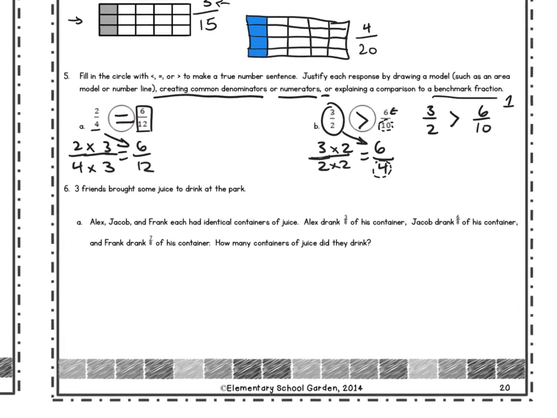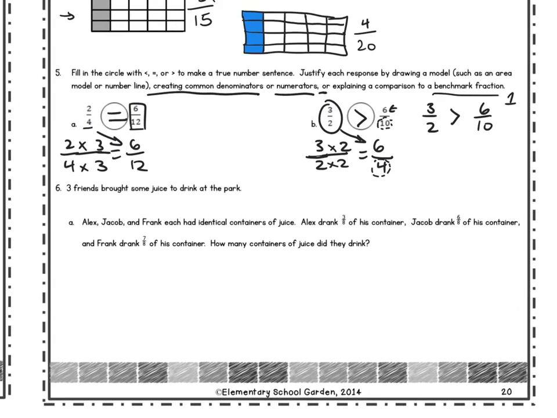Moving on to problem 6. Problem 6 says that 3 friends brought some juice to drink at the park. Alex, Jacob, and Frank each had identical containers of juice. Alex drank 3/8 of his container, Jacob drank 6/8 of his container, and Frank drank 7/8 of his container. How many containers of juice did they drink? So this problem is asking us to combine all the separate fractions of containers that each of the kids drank. So we're going to be adding all of the different fractions.